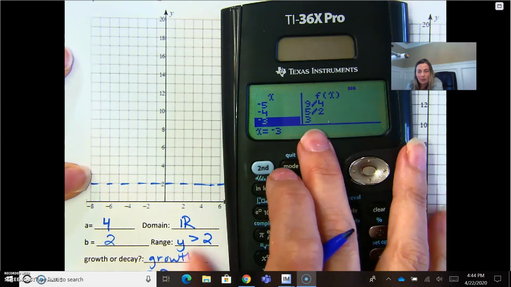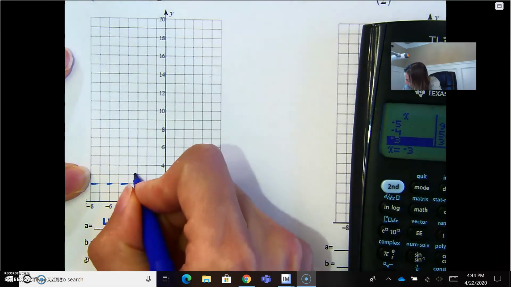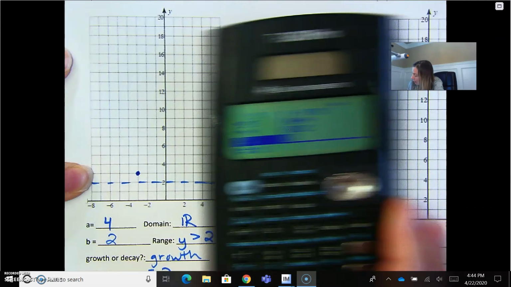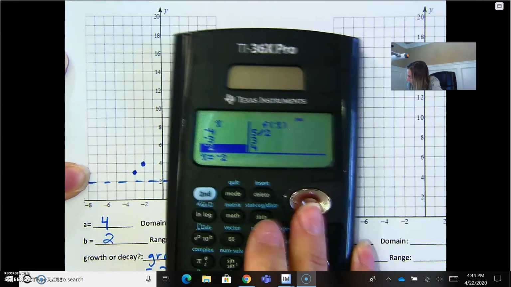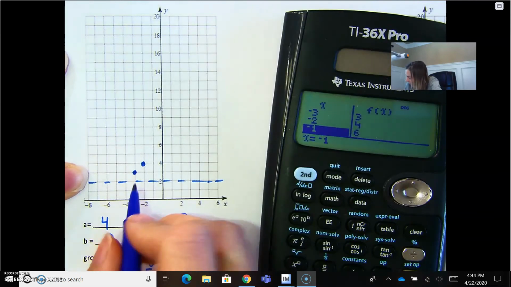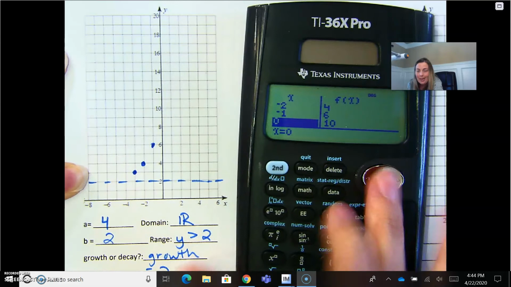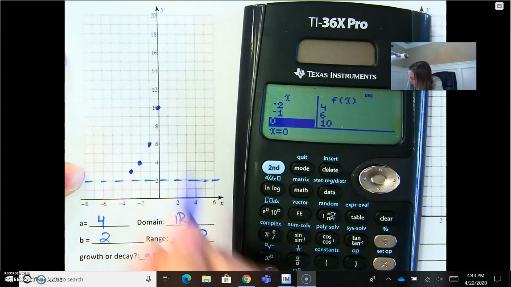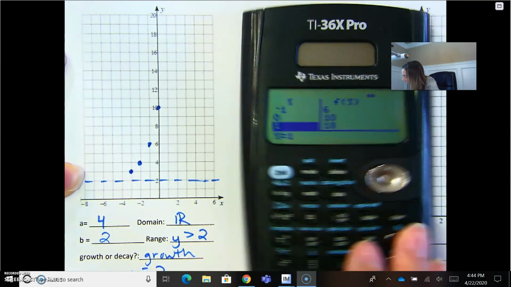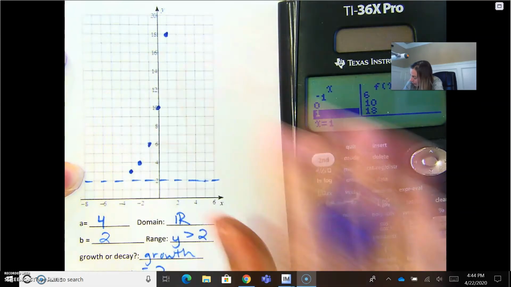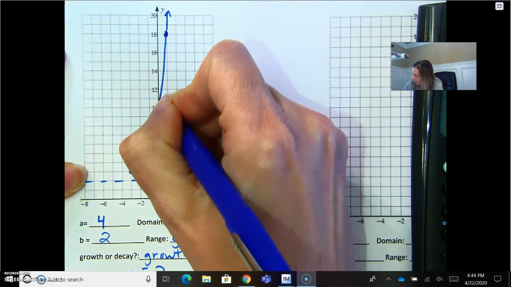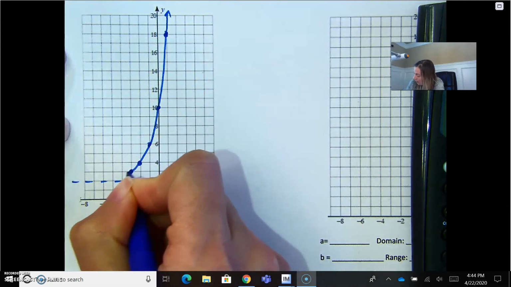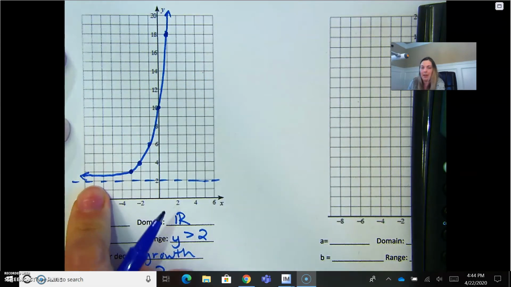So -3, 3 is one that I could do. So -3, 3. And then we've got -2, 4. And then we've got -1, 6. Ooh, it's starting to shoot up. And then we've got 0, 10. Boom. And then 1, 18. So there you go. So it's shooting off to space. Come on back down and land gracefully on top of that asymptote.